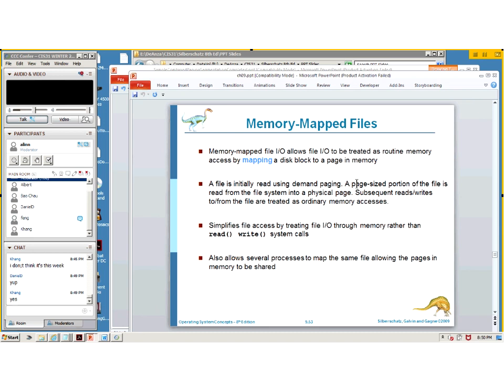So it's initially read using demand paging. A page-sized portion of the file is read from the file system into a physical page. Subsequent reads and writes to and from the file are treated as ordinary memory accesses. It simplifies file access by treating the I/O through memory rather than read-write system calls.